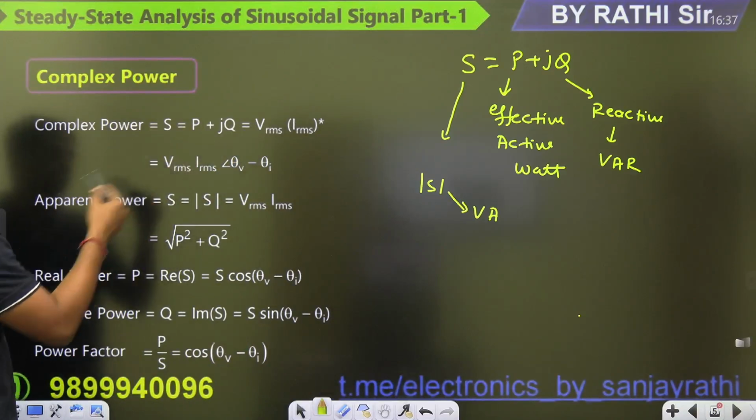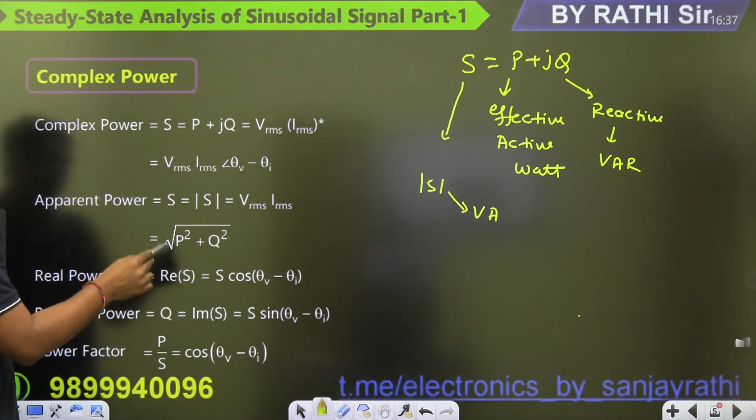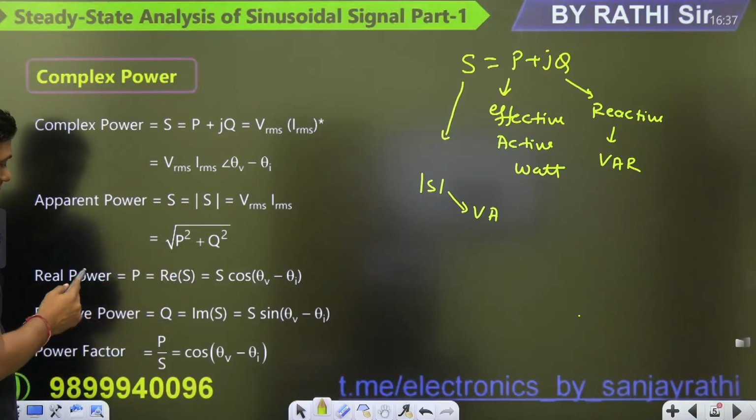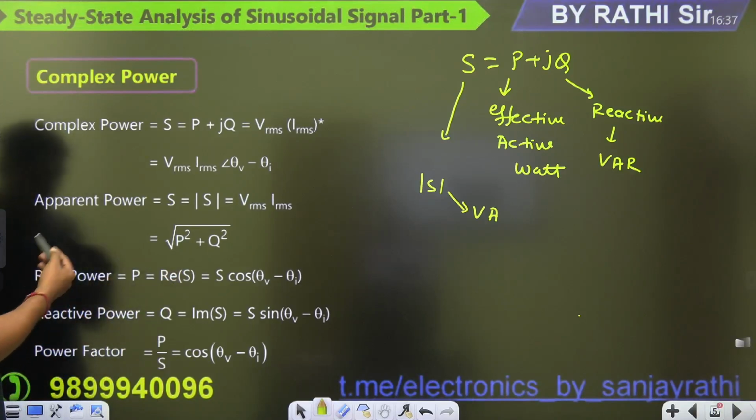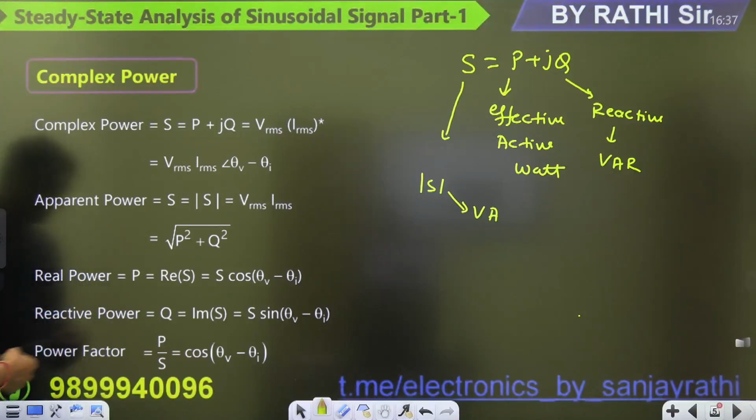Already I have discussed the formula, and magnitude will become root over P square plus Q square. The real part is called real power, active power or effective power, then the imaginary part is reactive power. The power factor is P by S. Already I have given that P by S will give you the power factor.